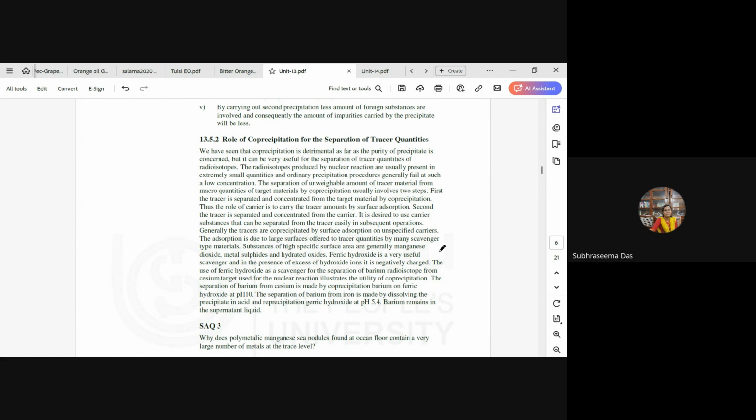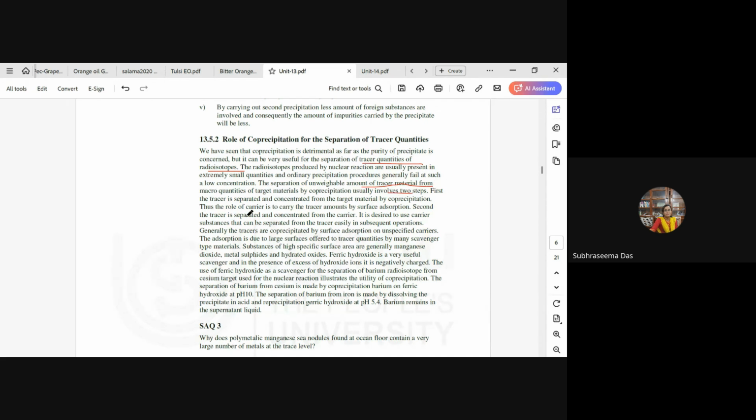Although it is a process of contamination, co-precipitation is very useful for the separation of tracer quantities of radioisotopes. The radioisotopes, we know, are produced by nuclear reactions and are present in very minute quantities, and therefore detection in such small quantities is very difficult. The separation of such a low amount of tracer material from macro quantities of target materials is done by co-precipitation, and it usually involves two steps.